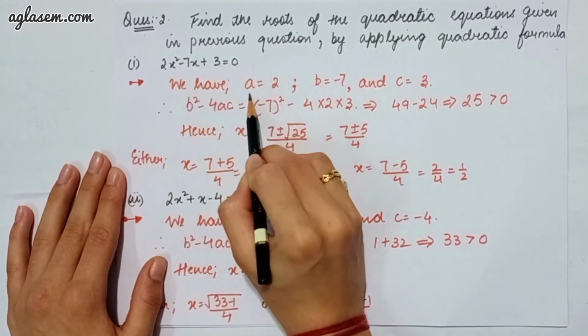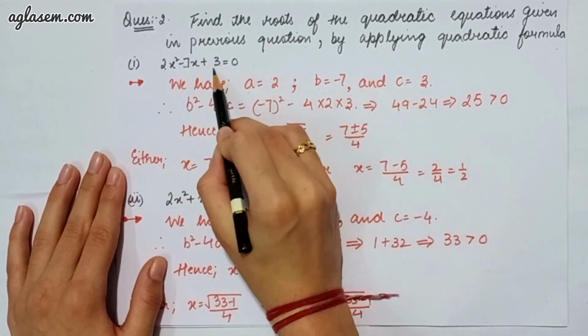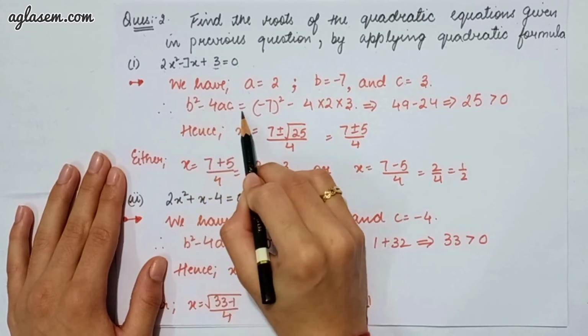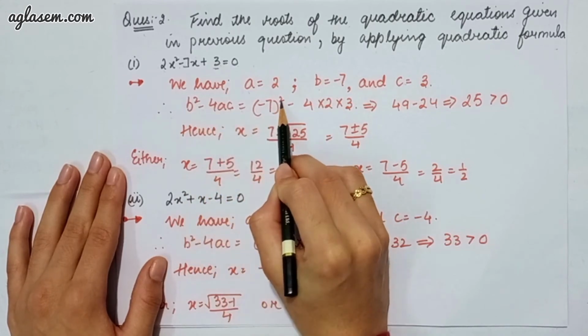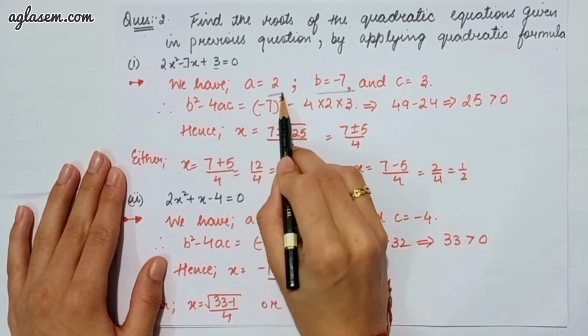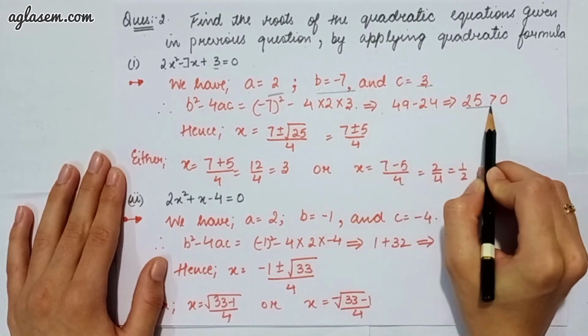So here we have a, that is 2, b that is minus 7 and c that is 3. So we can apply the formula, that is b square minus 4ac is equal to minus 7 whole square, b given to us, into a that is 2 and into c that is 3. So solving this we will get 25, which is greater than 0.